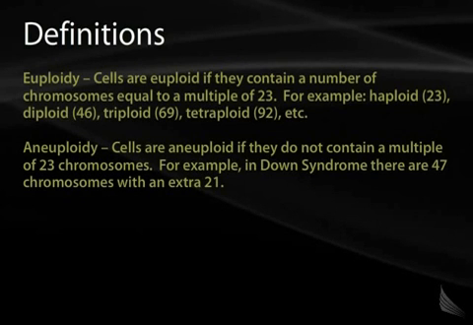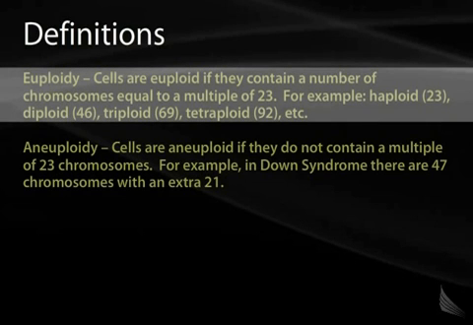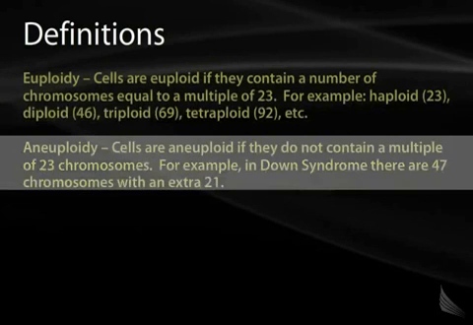Now, euploidy and aneuploidy. Cells are euploid if they contain a number of chromosomes equal to a multiple of 23. For example, haploid if they're 23, like we would see in a gamete. Diploid, 46, which we would see in most cells of the body. Triploid would be 69, or tetraploid would be 92. Those are all euploid cells. Aneuploidy is the term used if cells do not contain a multiple of 23 chromosomes. For example, in Down syndrome patients, there are 47 chromosomes with an extra 21, so those cells would be considered aneuploid.